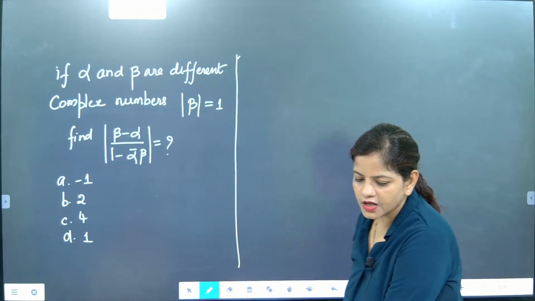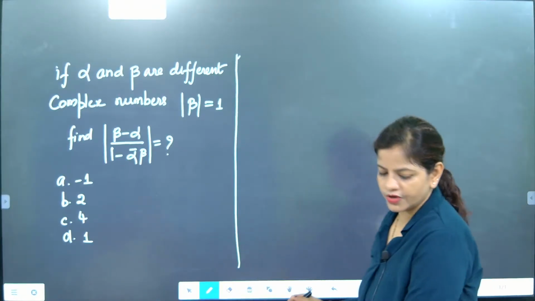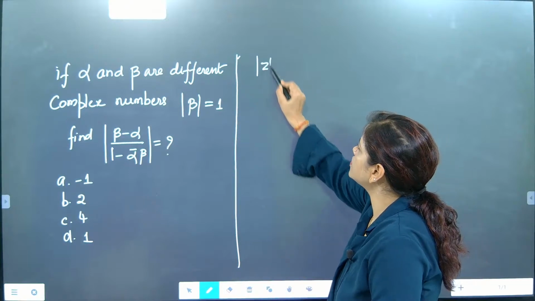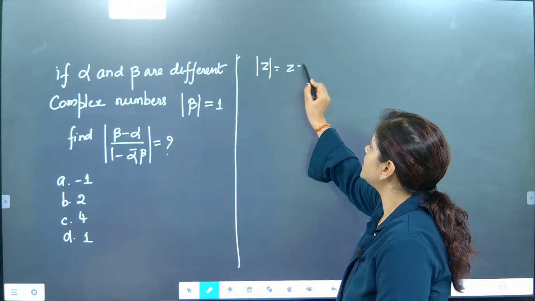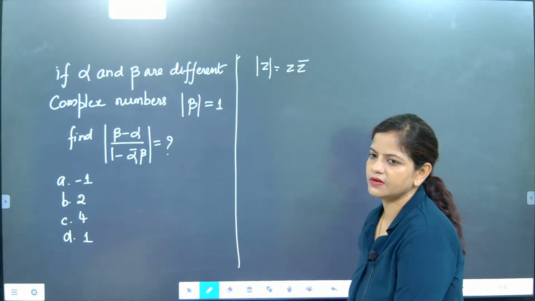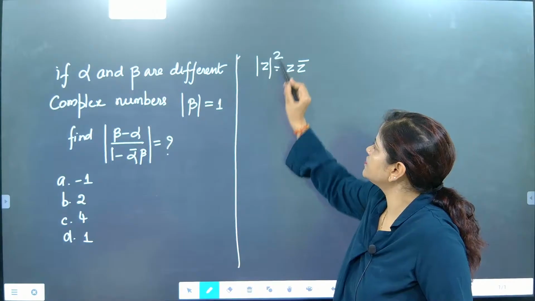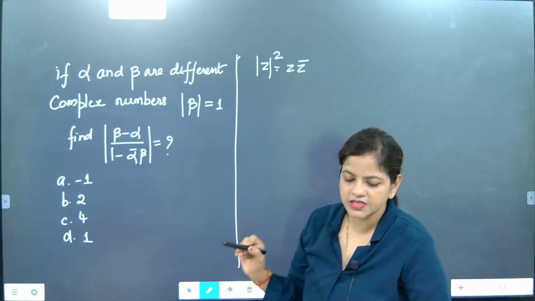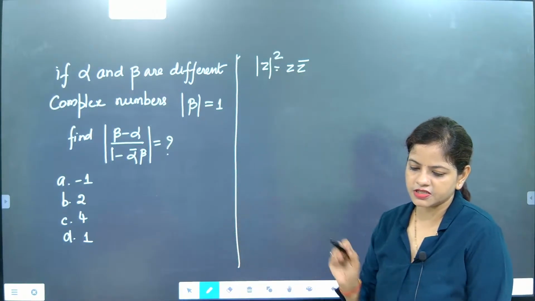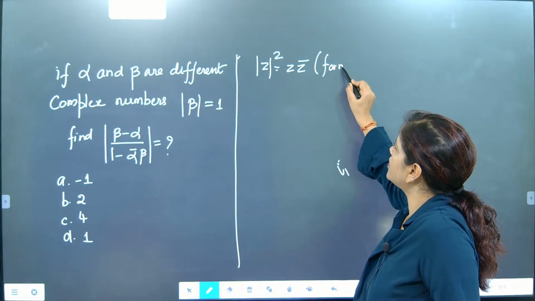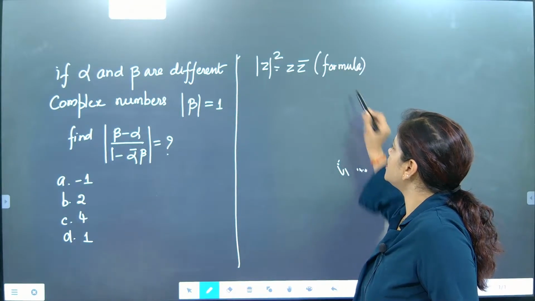Let's see this part. So what we are going to do is adopt one formula. We know that modulus of z square is equal to z into z conjugate. This is the formula we are going to use. Okay, so now start doing it.